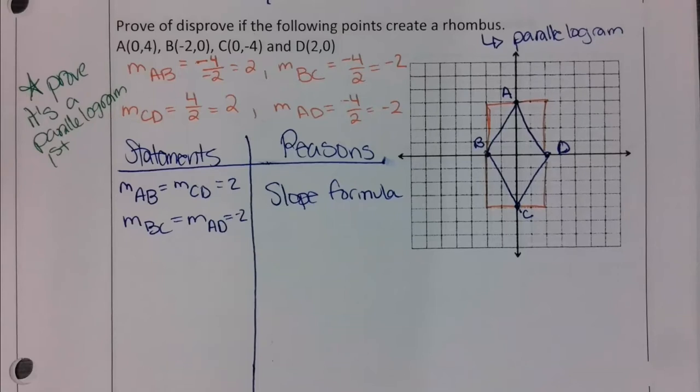If it says A to B, why wouldn't it be over 2 down 4? Because you always do rise over run. Okay, so then what comes next? Yeah, I find it's parallel, not a parallelogram.